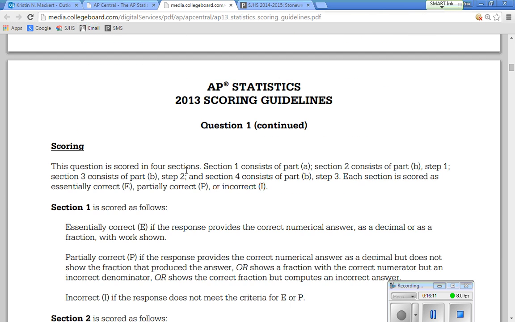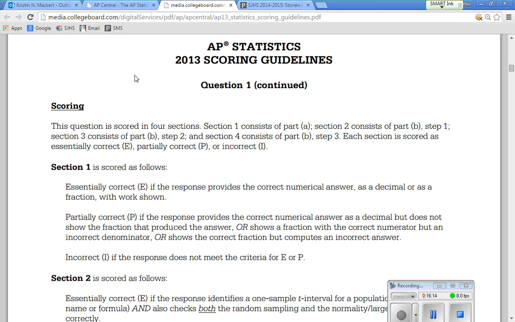So let's go ahead and look at this. This is the scoring line. This is how it is scored. It says the question is scored in 4 sections. Interesting. There's only 2 parts. Okay, we don't know this until we show up for the day that we grade. We have no idea how they're grading these questions. They just kind of create this and tell us this information. So section 1 is part A. Section 2 is part B, which is step 1, step 2, and step 3. So I guess part B had 3 steps to it, right? Naming the test, or naming the interval, the mechanics of it, and interpreting, right? So those were kind of like the 3 things that they're going to be looking for.